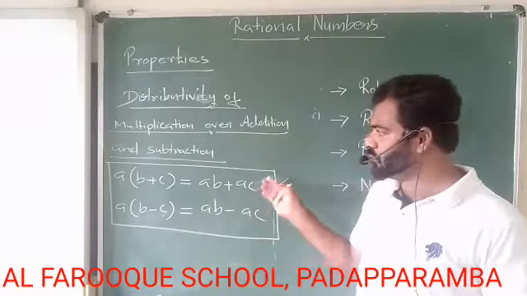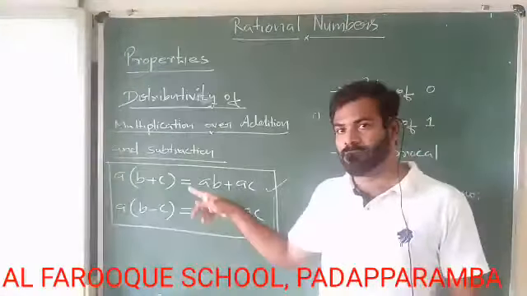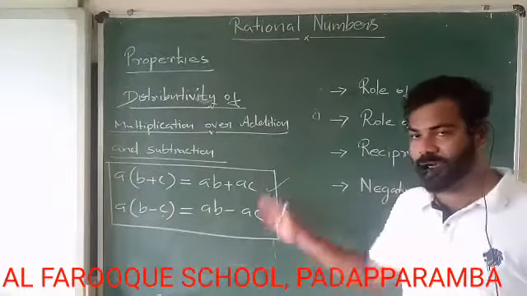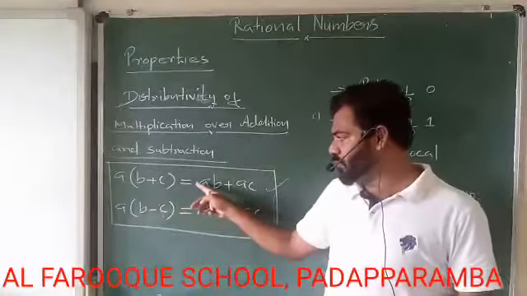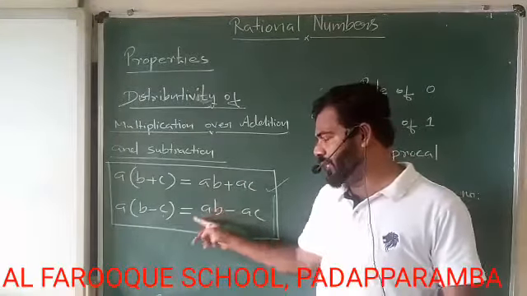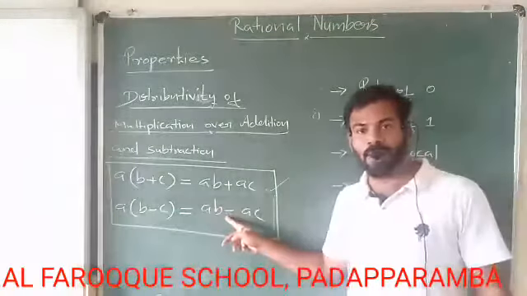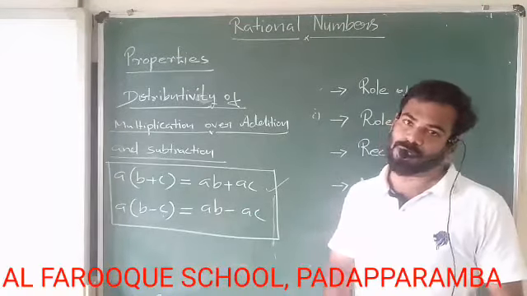Okay, so let me rewind once again the distributive property of multiplication over addition and subtraction: A into B plus C is equal to AB plus AC, and A into B minus C is equal to AB minus AC. These are the four properties.